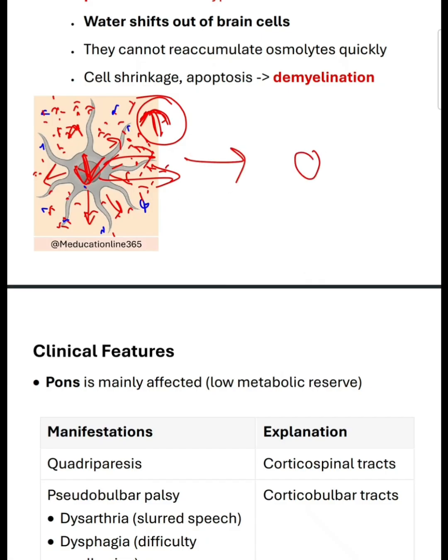So the result is the cell will now shrink, and these cells will undergo apoptosis, basically cell death, right? And depending on the cell, in fact, the glial cells are the most affected and affected first. If it is an astrocyte, astrocytes are responsible for maintaining this osmolarity. They are very important to provide support to the neurons and oligodendrocytes, and when they undergo apoptosis, they lose that ability.